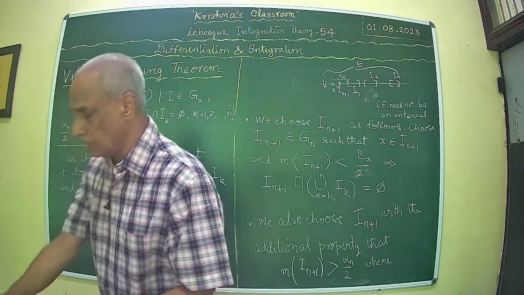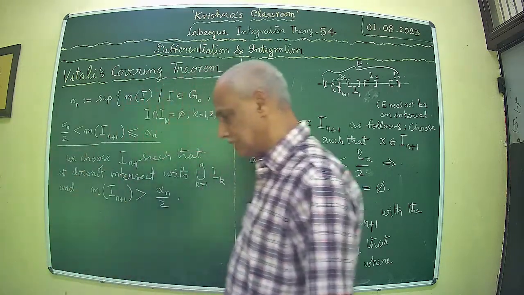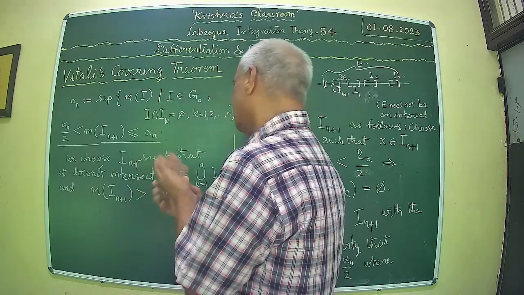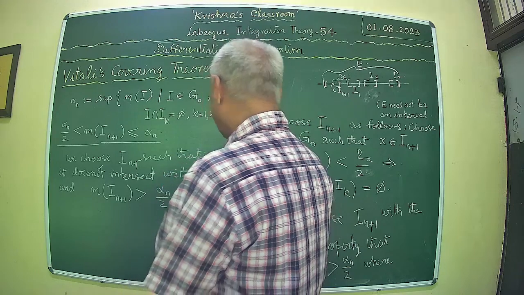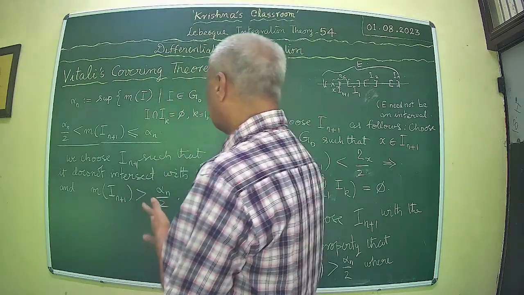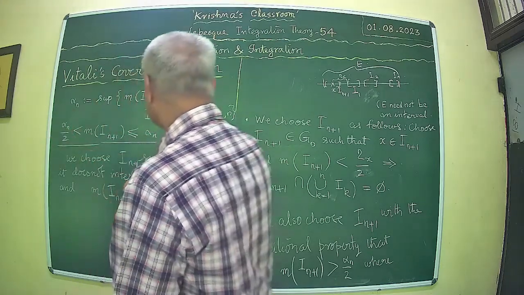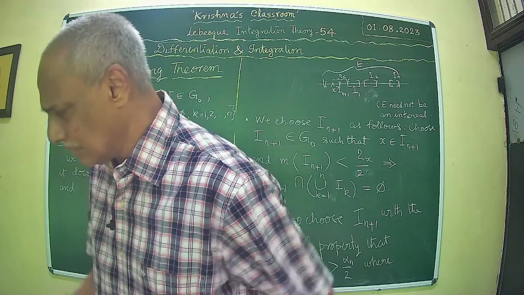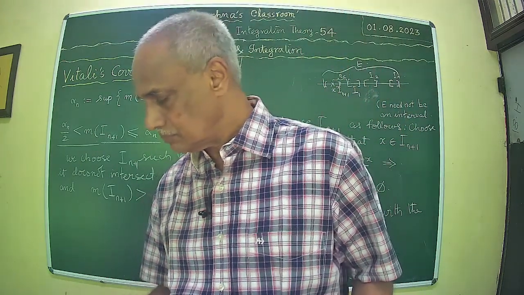Now you have chosen I_{n+1}, so I_1, I_2 etc. up to I_{n+1}, and now if you have x which does not belong to that, still go ahead with the same procedure. You would be choosing an I_{n+2} such that I_{n+2} does not intersect with the union over k equal to 1 to n+1 of I_k, and the measure of I_{n+2} is greater than alpha_{n+1} by 2, where alpha_{n+1} is the number that you get out of this, with I intersection I_k empty for k equal to 1 to n+1. This is how you make the choice.